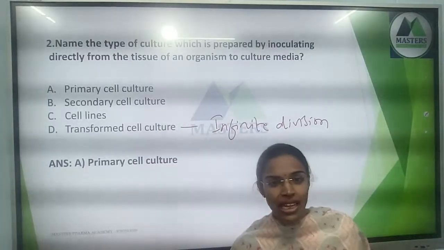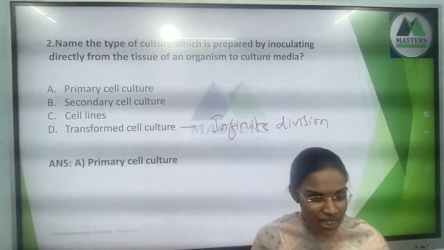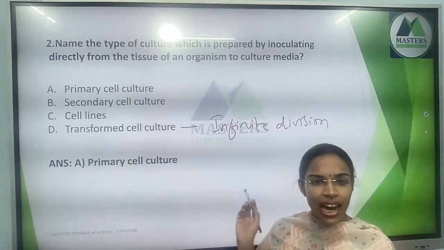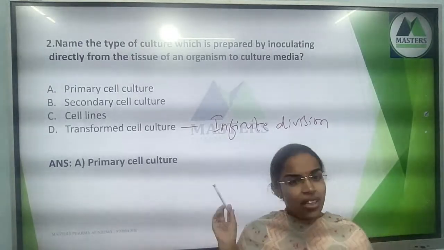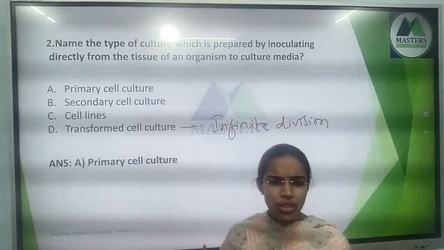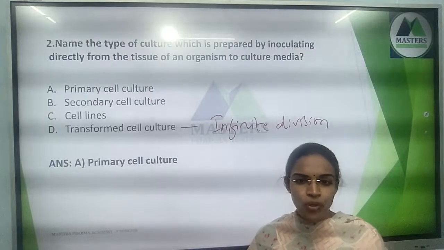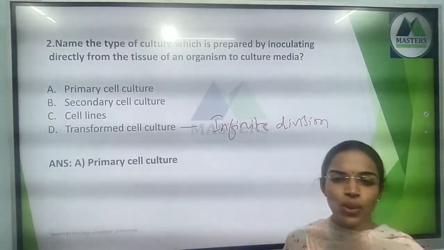So the culture we obtain directly from the tissue of an organism is a primary cell culture, and this is the information about the remaining options. Hope this is okay. Shall we move on to the next question?